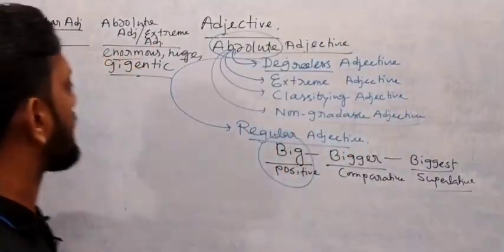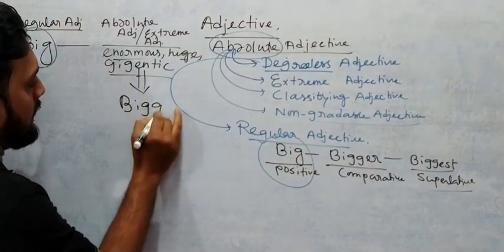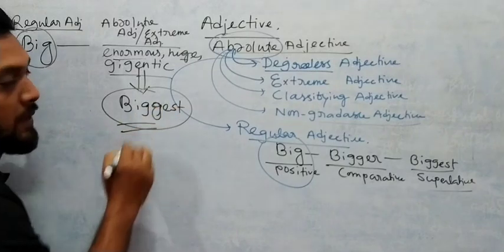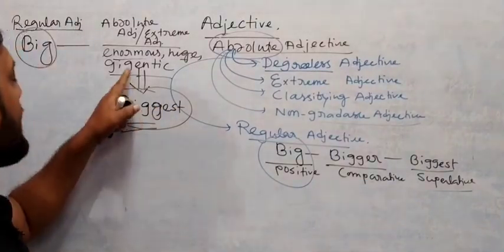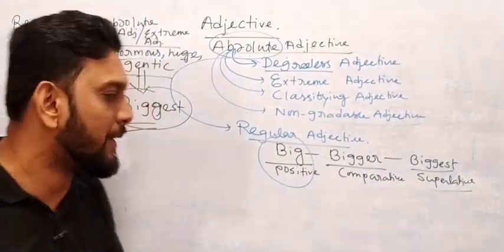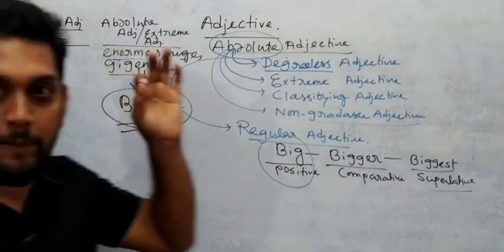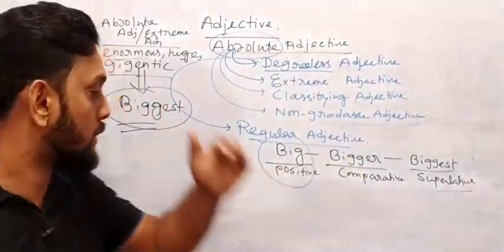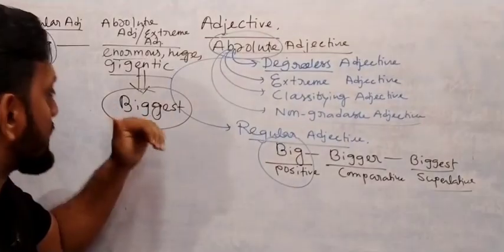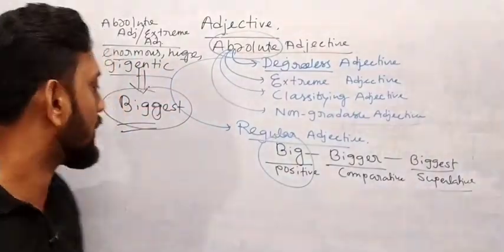It means the sense and the meaning of biggest will be as similar as enormous, huge and gigantic. Got my point? I repeat, my friend, what I have written over here: big, bigger, biggest. So the sense and the meaning of the biggest is similar to enormous, huge or gigantic, you can say. Got my point?